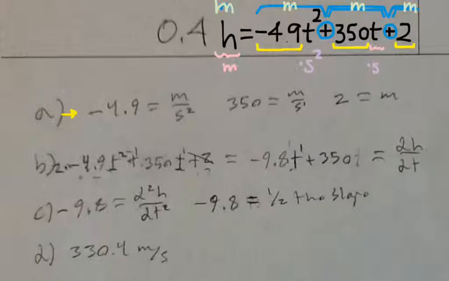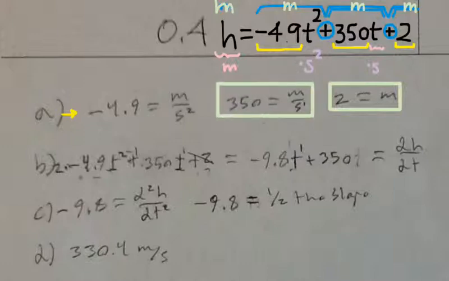So actually, I'd say maybe reading your answers from right to left makes a little bit more cognitive sense here. Because right away, the observation that all of the terms on the right-hand side have to be equivalently meters tells us that that number 2 at the end is measured in meters. Now what happens with the 350 times t?